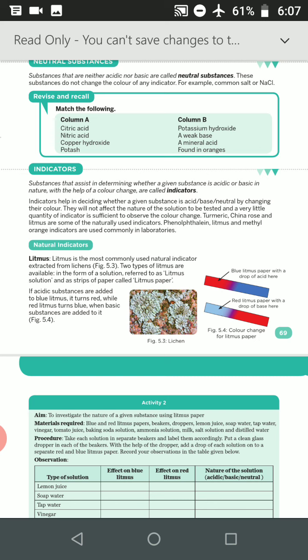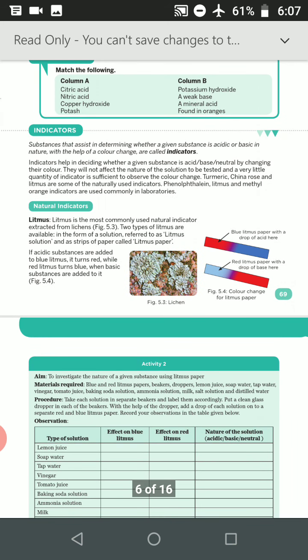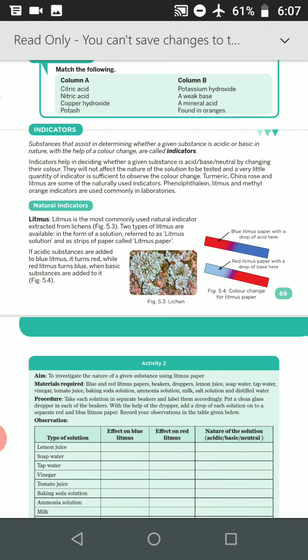Examples like turmeric, china rose, litmus are indicators. They are naturally occurring indicators, whereas phenolphthalein, litmus and methyl orange are man-made indicators. So first we are going to discuss the natural indicators. In that, litmus is the commonly used natural indicator extracted from lichens. The diagram of the lichens is given in the figure. So it is a lichen through which we can extract the natural indicator. Two types of litmus are there, one in the form of solution and the other in the form of litmus paper.